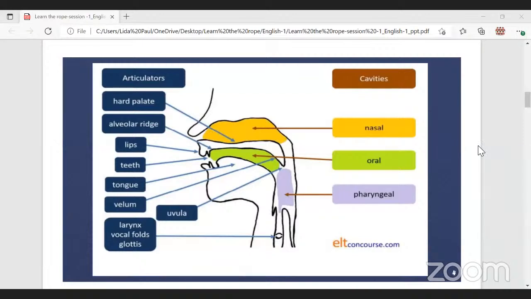We only have nasal and oral. So that's about the cavities, the kinds of sounds. One of the features of the sounds in English would be that it will either have a nasal quality or an oral quality. Now look at the articulators towards your left hand side. Let's begin, usually we begin from the back to the front because that is the direction of the production of sound.